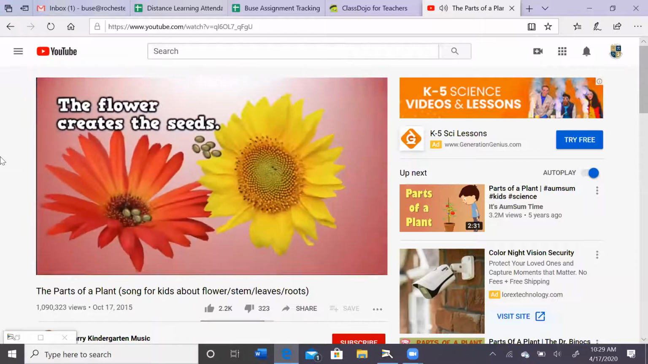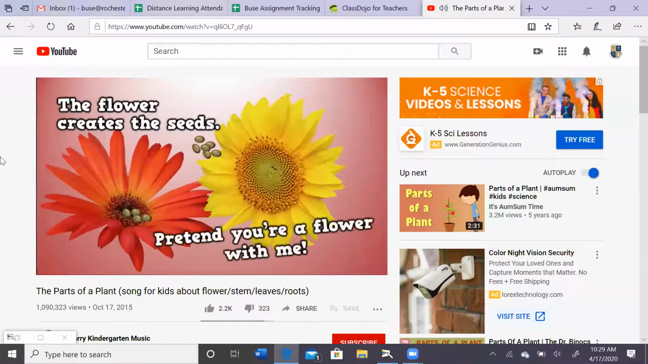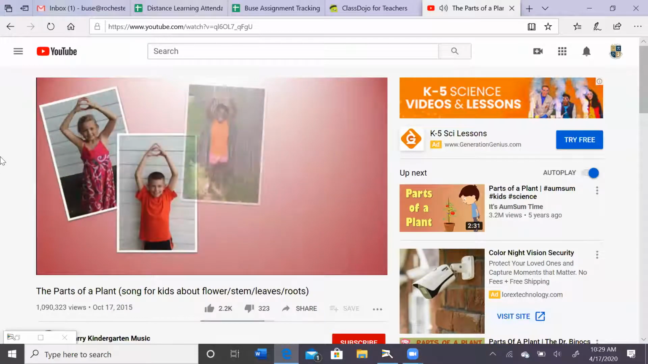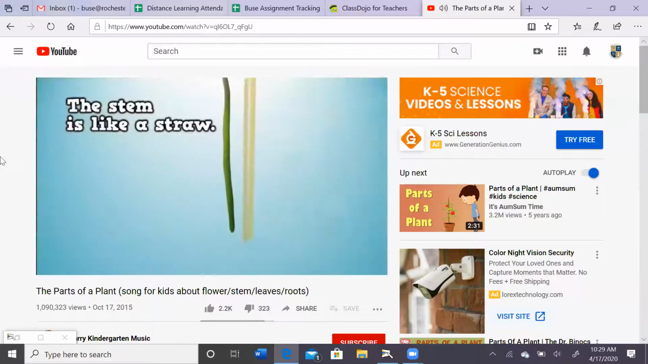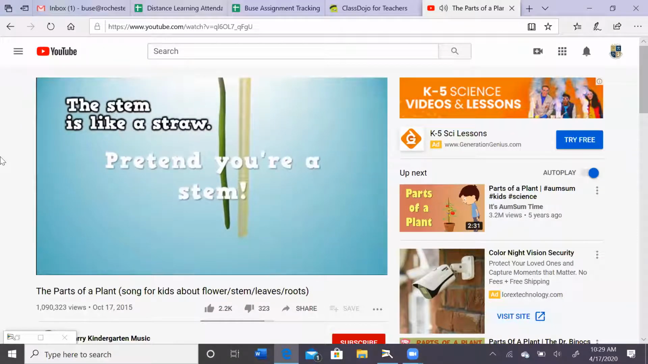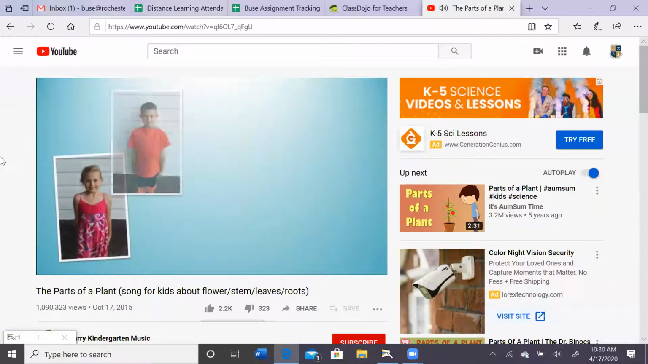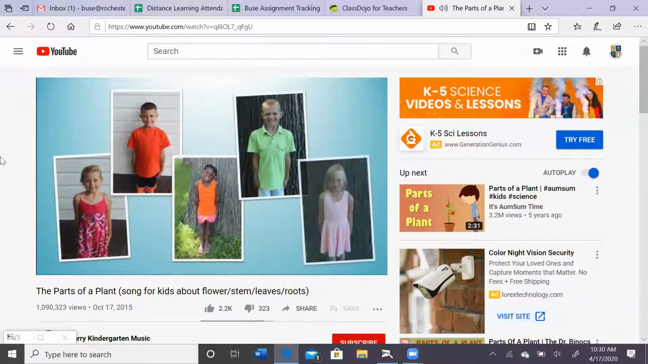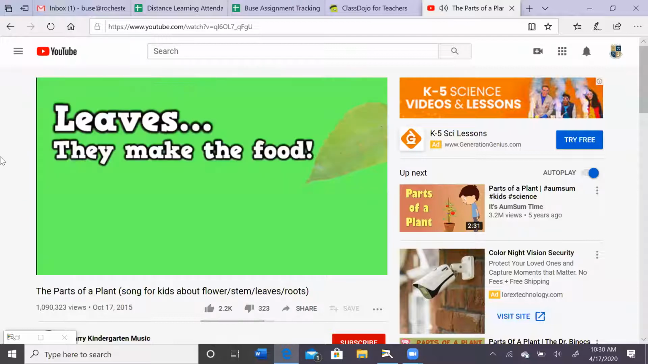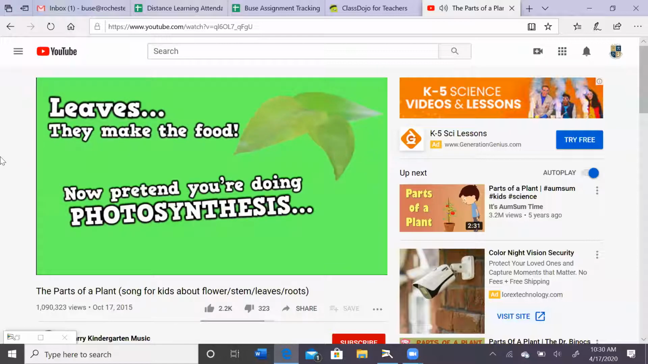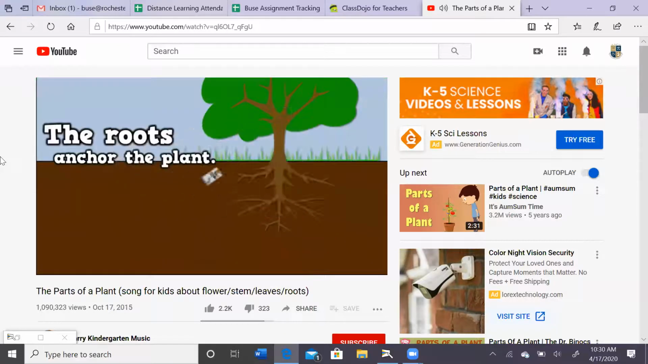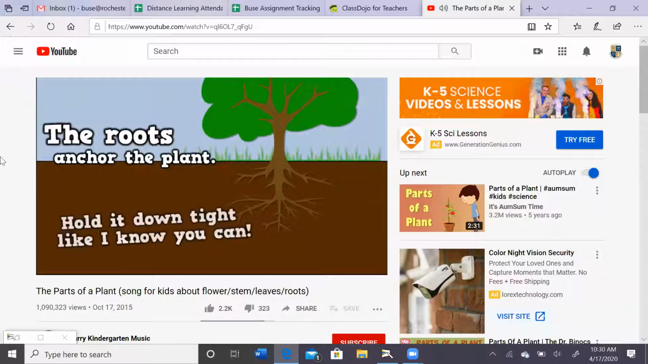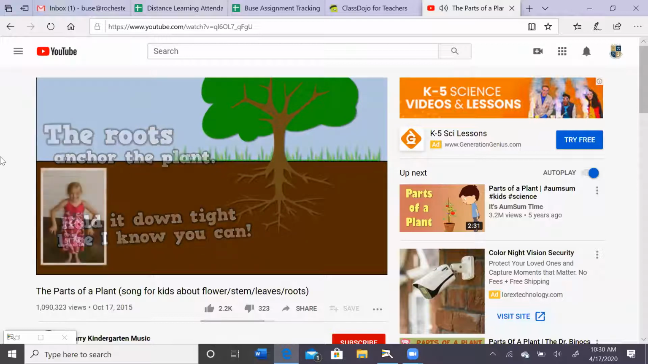The flower creates the seeds. Pretend you're a flower with me. The stem is like a straw. Pretend you're a stem, real tall. Leaves, they make the food. Now pretend you're doing photosynthesis, all of you. Anchor the plant. Hold it down tight like I know you can.